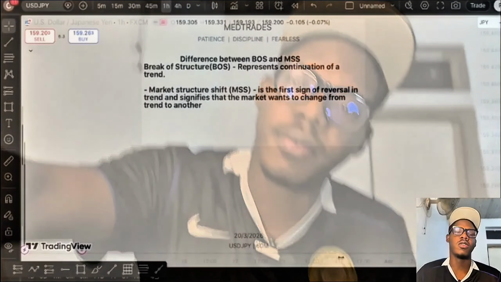And today I'll be taking you through the difference between break of structure and market structure shifts. I'll also be putting you through how to spot valid break of structure and market structure shifts. Now, let's go into the chart. Now we are in the chart.